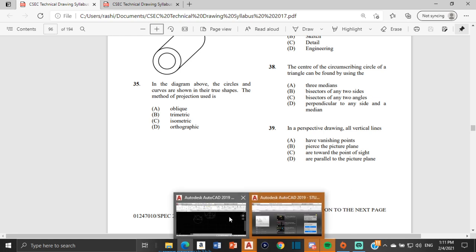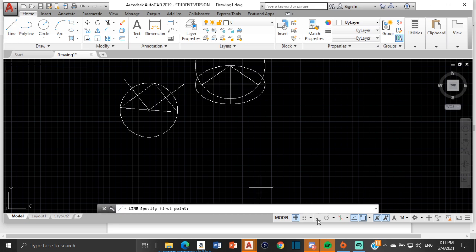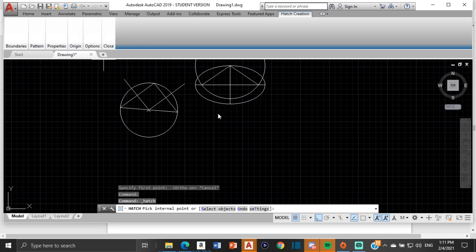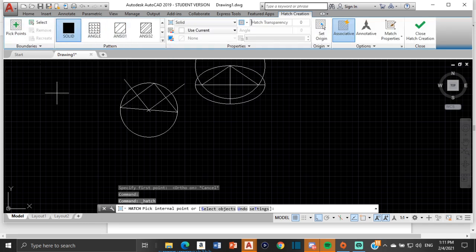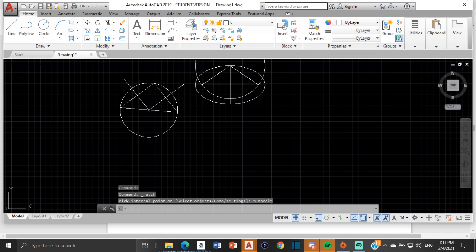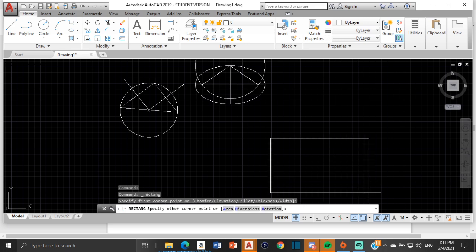Alright, so let me show you what we mean by that. If I have a square or a rectangle like this, and this center point would be where all the vanishing points would go to on my picture plane.